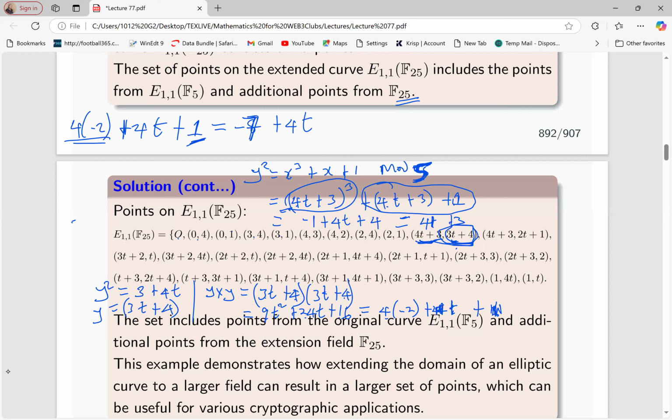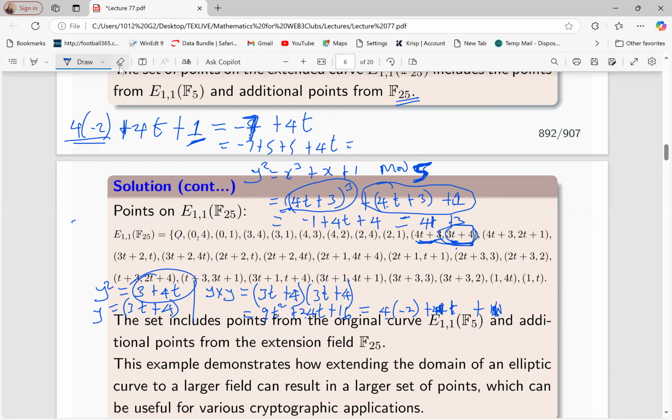We are doing it mod 5. So that means we make it positive. We add 5 to it until we get a positive number. So this will be negative 7 plus 5 plus 5, then plus 4t. So this will be the same as this, 3 plus 4t. So you can see we proved that this point, of course, is on the curve. And you can prove all the other points are on the elliptic curve that we're given, mod 5.